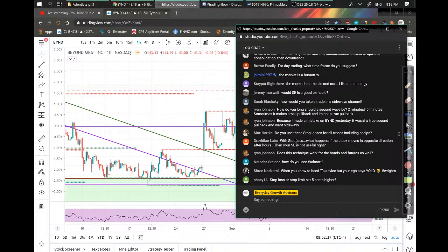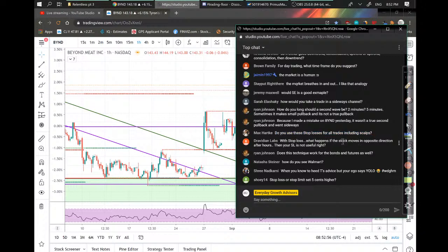Do you use these stop losses for all trades, including scalps? No, I don't. For scalps, yeah, I do. I use that technique for scalps. For swing trading, I don't set stop loss until I'm in profit. For day trading, I set stop losses. Yes, absolutely. It really depends on the situation.